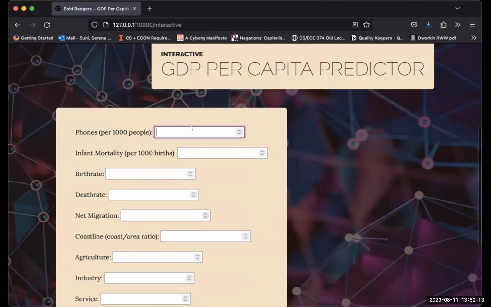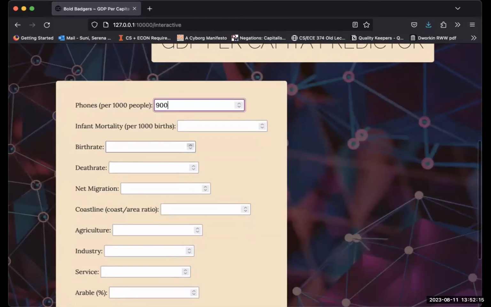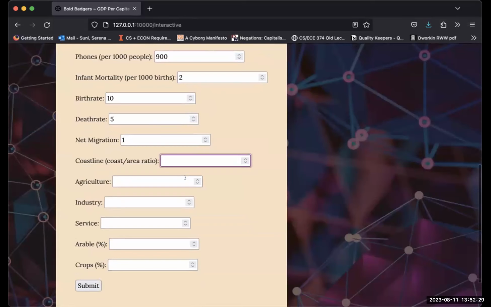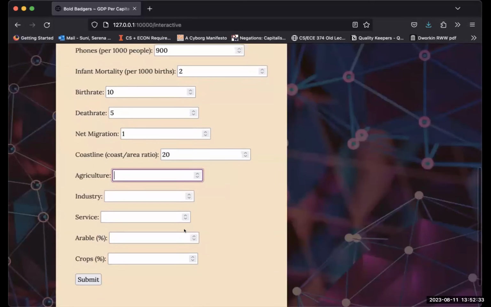Okay, so here we have our interactive page. So we allow a user to input values for the top 15 features according to our random forest model. For each of the input fields, there might be some limitations, like for phones per 1,000 people, we've limited it so that it can't enter a number greater than 1,000.